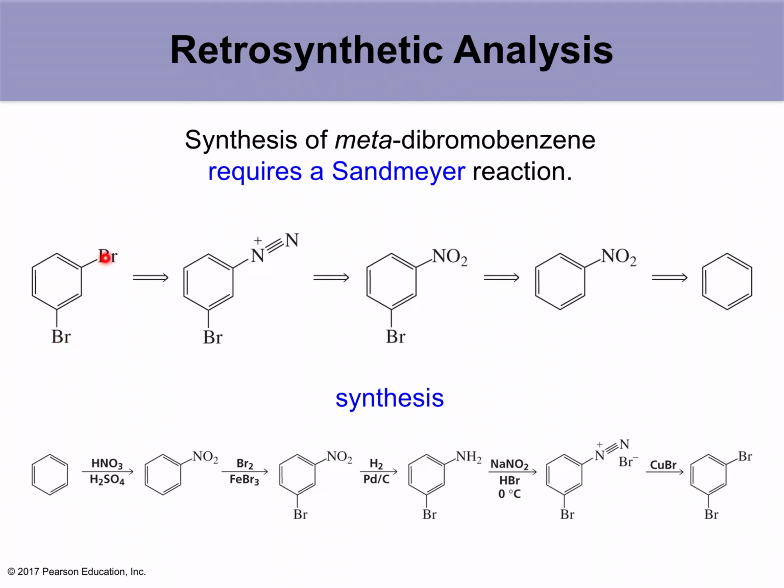So this is what you want. These are meta to each other. So we can consider this as having one bromine already in one position, and then the other bromine position having the diazonium salt. Okay, so how do we make the diazonium salt? We can consider it coming from a nitro group.